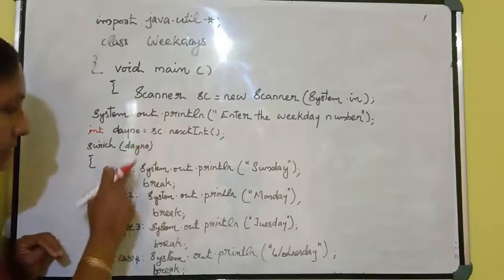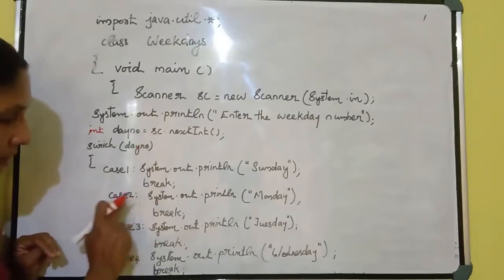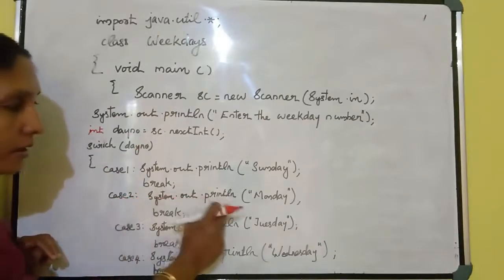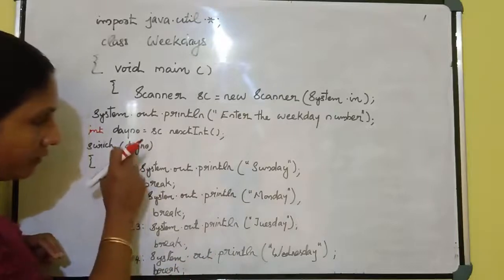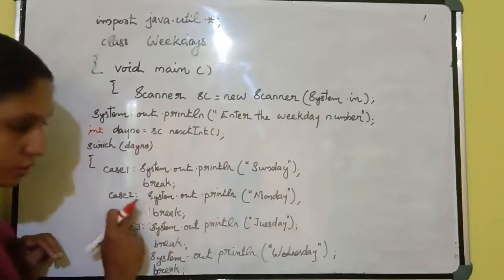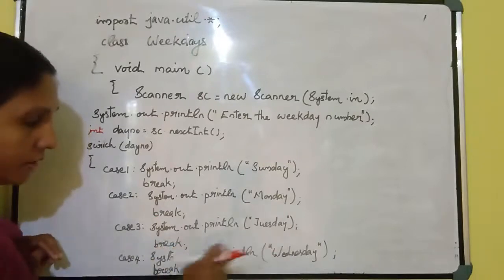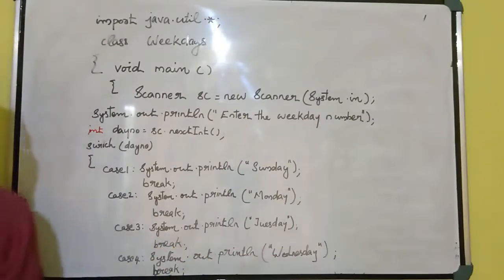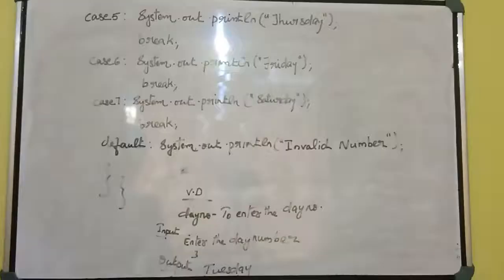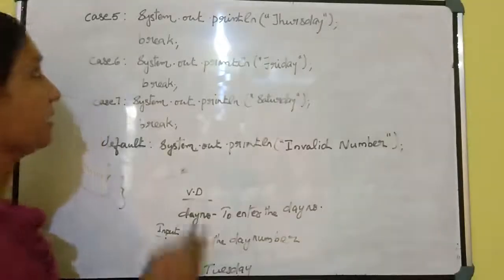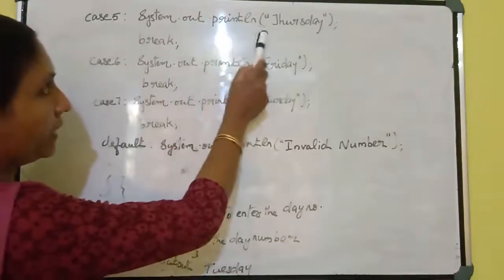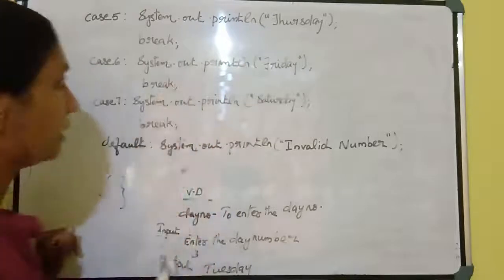Then for the next case, case 2, then colon, write the statement Monday. If the number matches this, it will go here, after break. Case 3, Tuesday, break. Case 4, Wednesday, break. Like that we can continue. I think you all understand. For the next, case 5, System.out.println Thursday, then the break statement.